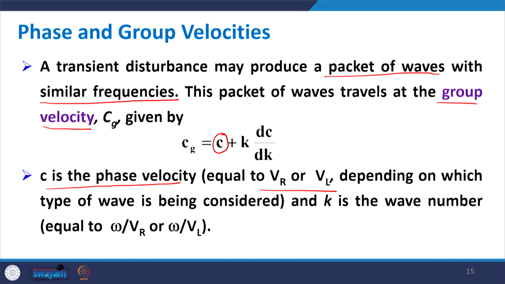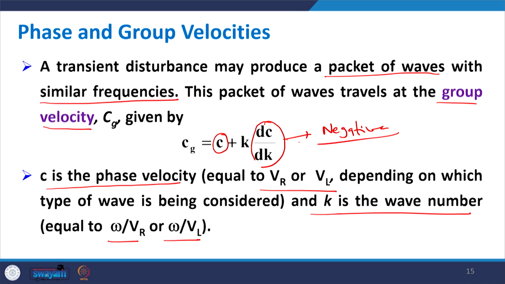So C is known to you. And dc by dk is the rate of change, and here k is called the wave number, which is nothing but omega by Vr if you have a Rayleigh wave, or omega by Vl. So this is the wave number. Now, this quantity dc by dk is negative, and once you have negative, that means your Cg is going to be less than C.